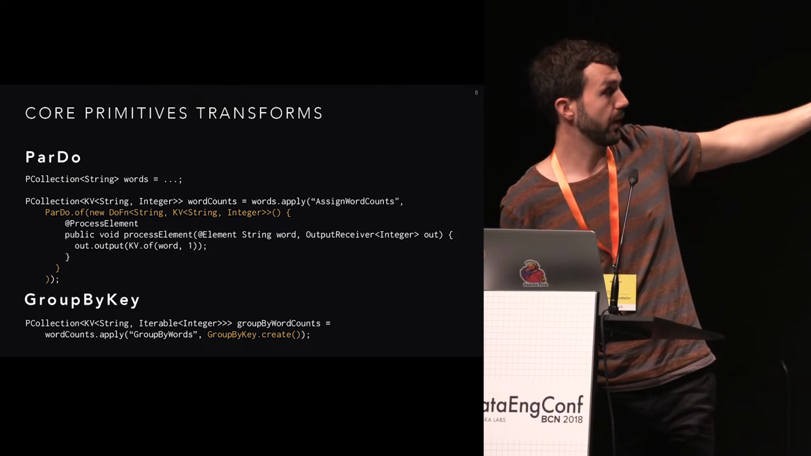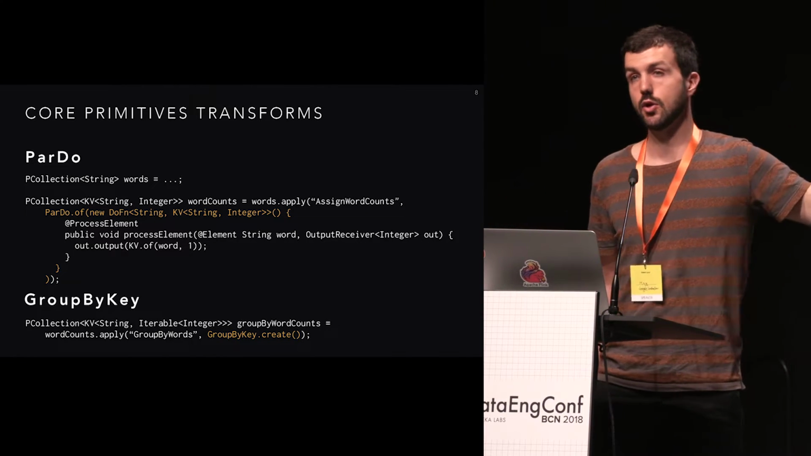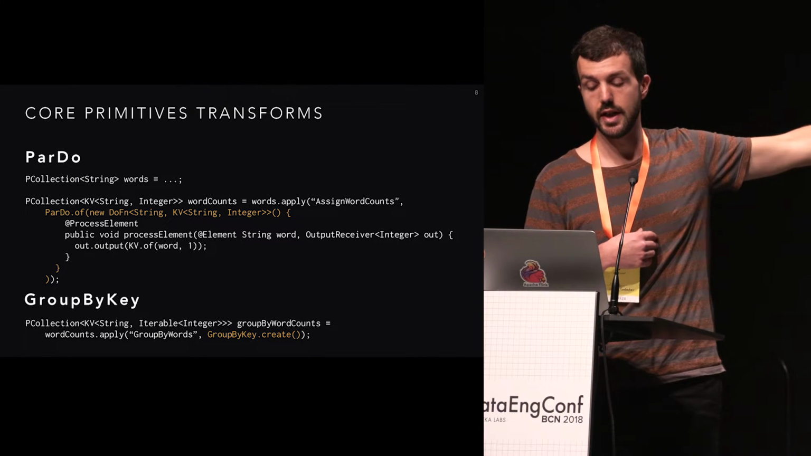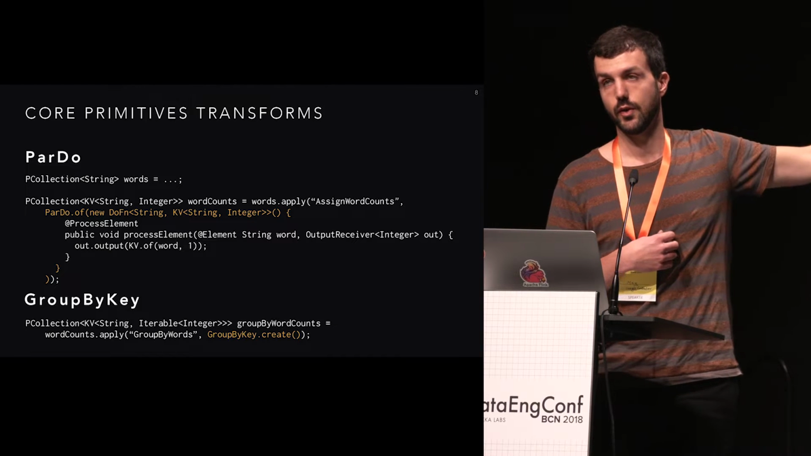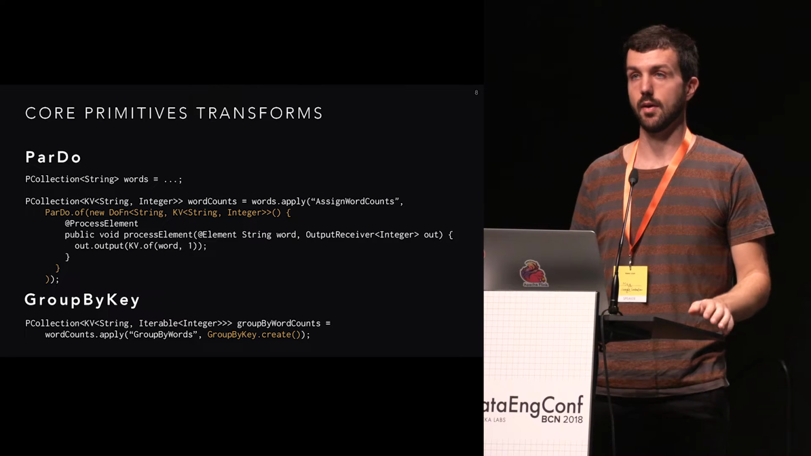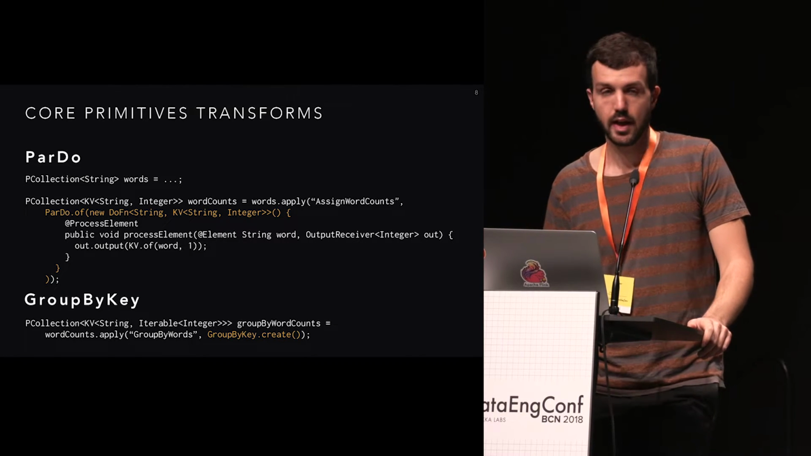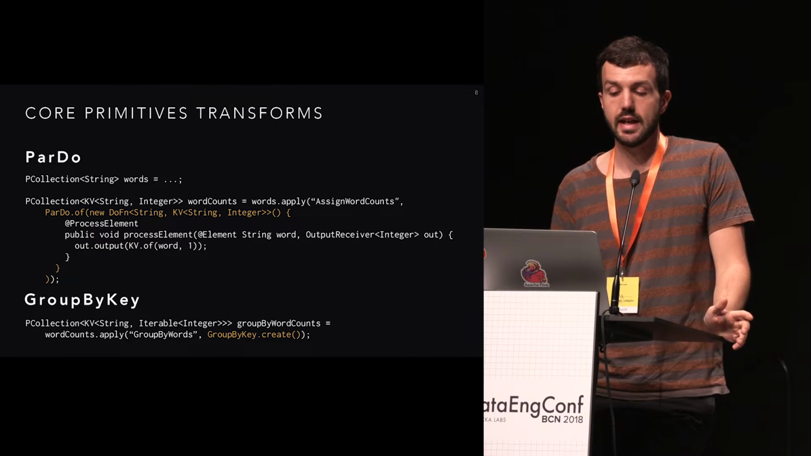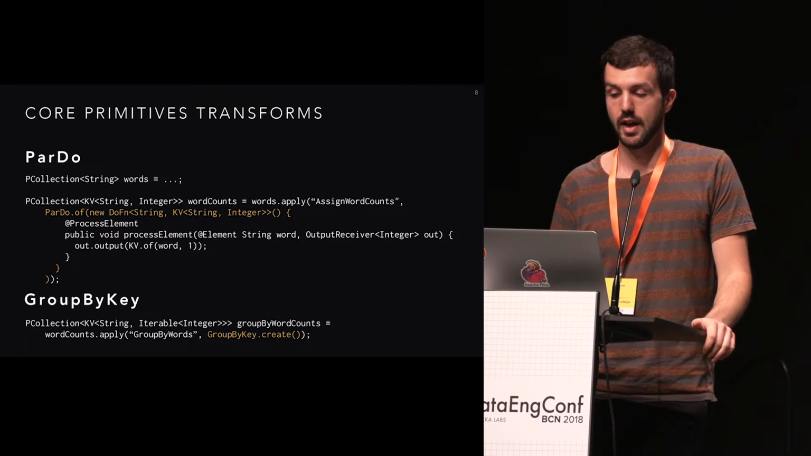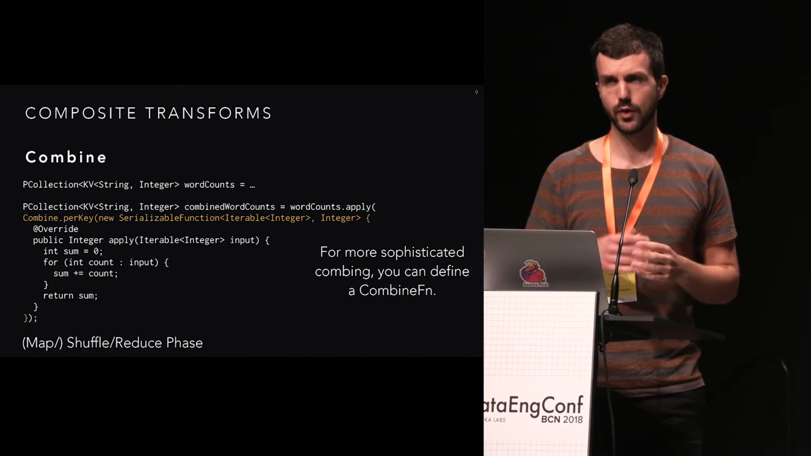And for the GroupByKey, it's basically as simple as doing this GroupByKey.create transformation, which will then give you, for every key, so for every word, an iterable, so basically a list of integers, which you can then sum up. And that's basically, in terms of primitive transforms, all you need to know for the beginning. So you can build some more cool stuff with this.